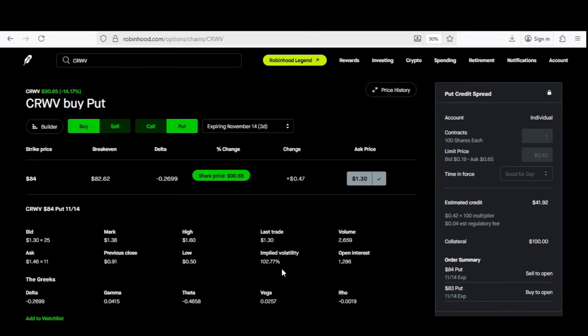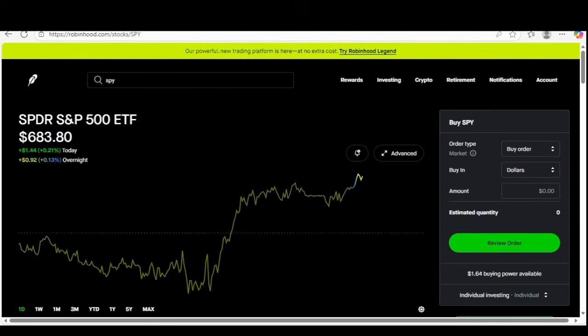Now, any IV above 100%, that's extremely dangerous territory. Stocks with IVs trading above 100% can be traded, but you need to be extra careful. Now, just as a comparison, I'm going to go ahead and show you how IV makes a huge difference. And let's go ahead to the secondary portfolio right here.